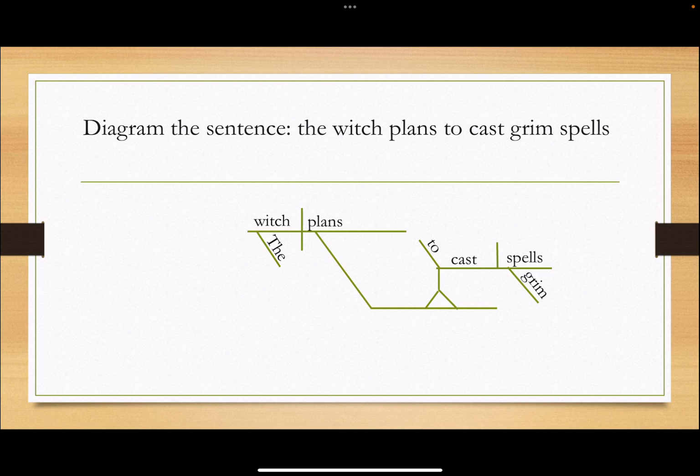Because "spells" is a direct object, next to your verb, you are going to have this vertical line that stops at your horizontal line. This is not going through because this is not a subject. This is not a predicate. This is just your infinitive and your direct object of the sentence with its modifier. So, "spells" is your direct object, and "Grimm" is the modifier that modifies it. So now that we have completely diagrammed our sentence, remember, always check to make sure that every single word is within your diagram, and that will let you know that you are done.